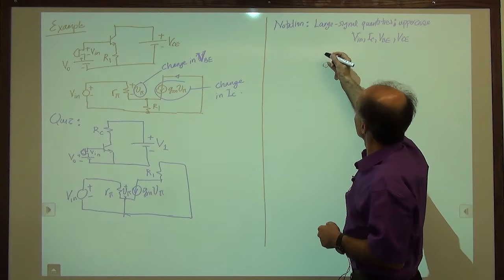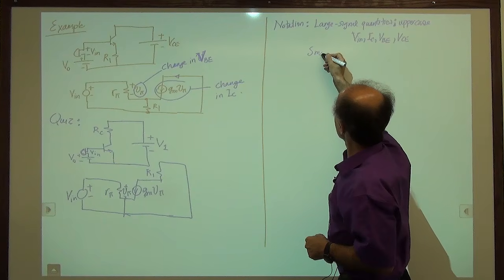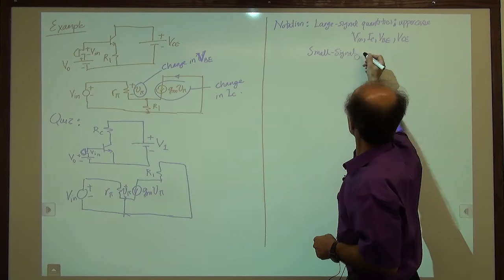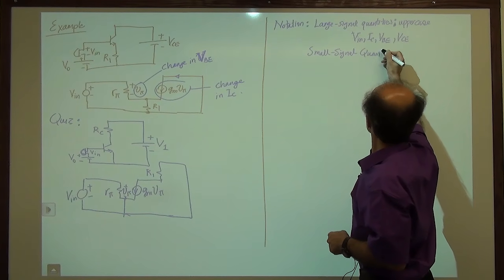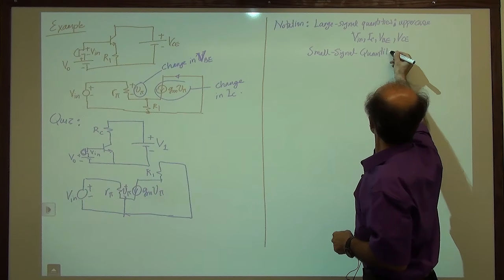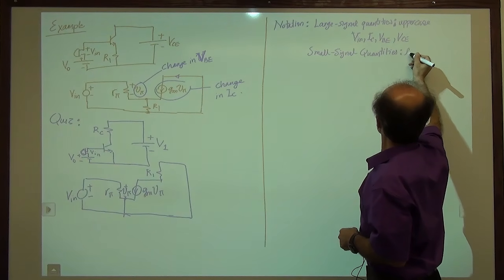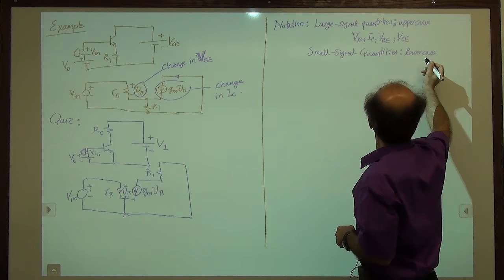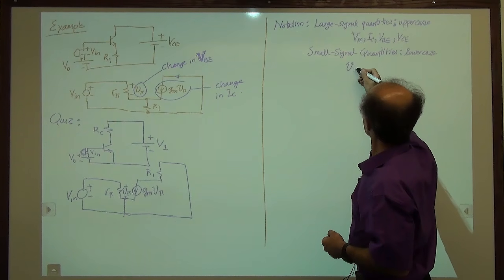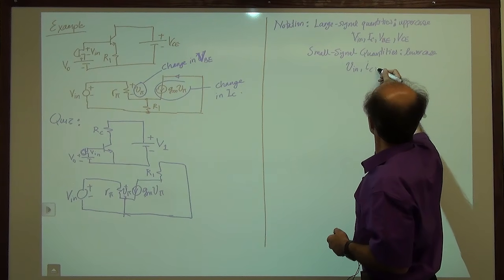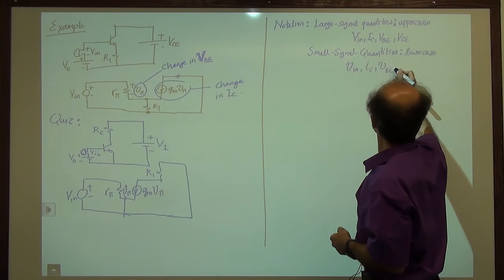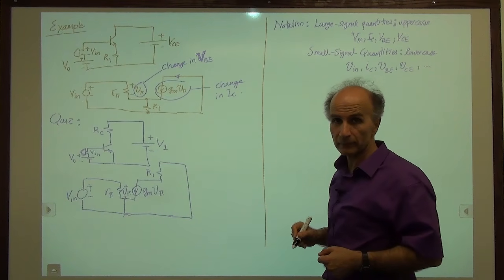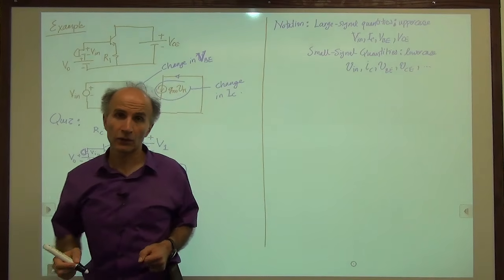So that's the notation. For small signal quantities, if we know that they are small signal, as you might expect, we use lowercase letters. So lowercase. So that would be, for example, Vn, IC, VBE, VCE, and so on. So that's just a quick notation that is good to remember.